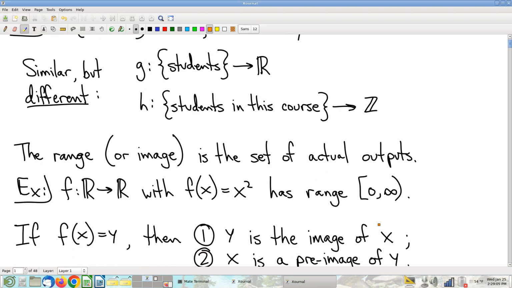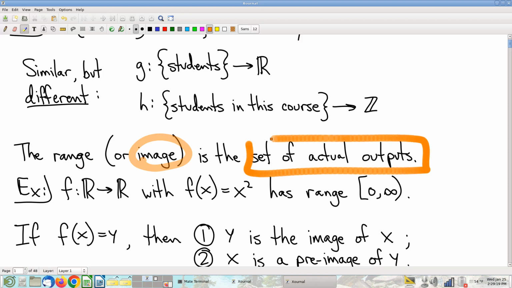Now, you asked a question about range. This word range unfortunately gets used for two different things. Sometimes range means how I define it here, namely the image, namely the set of actual things that actually come out of the function.